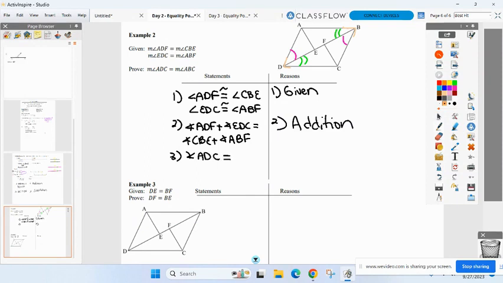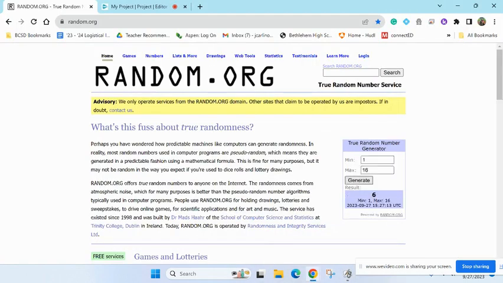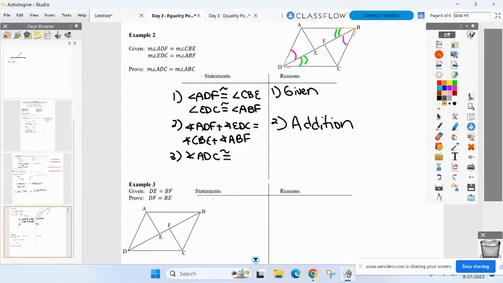And then CBE plus ABF. What can I replace that with? CBE plus angle ABF. These two up here, basically. I put them together, and what angle do I end up with? ABC, yep. And all I did was substitution.